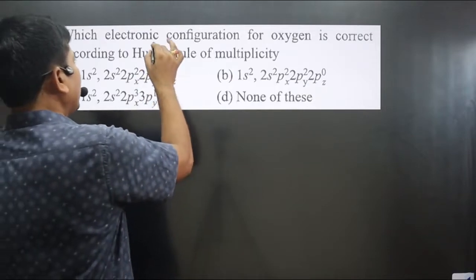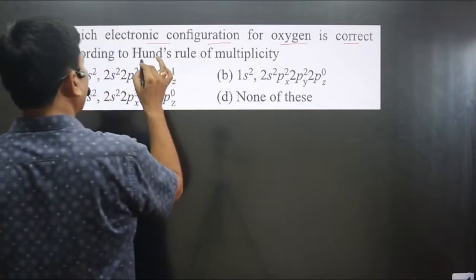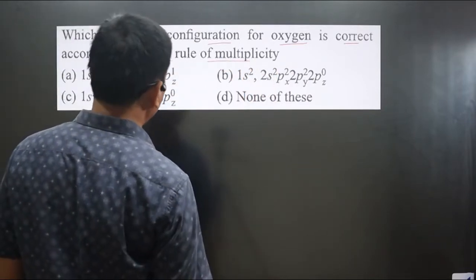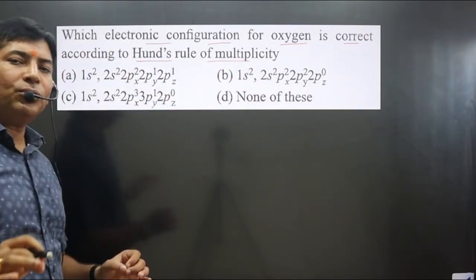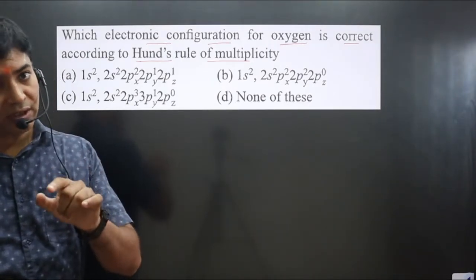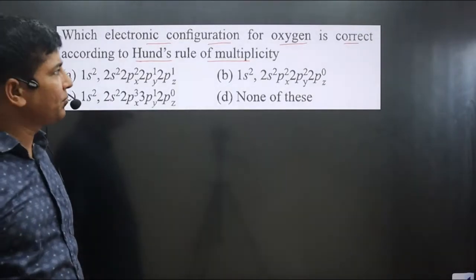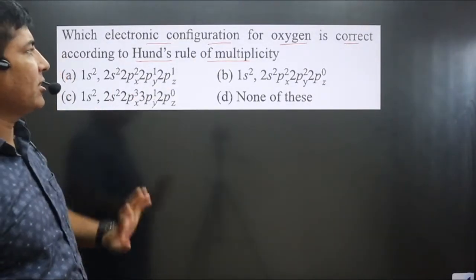The question says which electronic configuration for oxygen is correct according to Hund's rule of multiplicity. According to Hund's rule, orbitals are filled with single spin first followed by double spin. This is the condition we need to follow for the electronic configuration of oxygen.